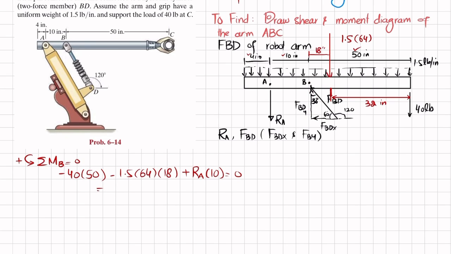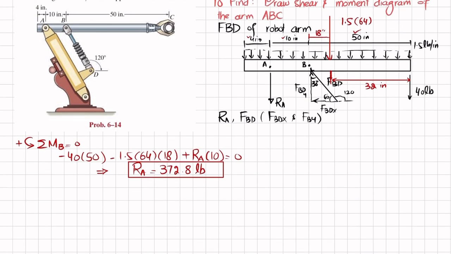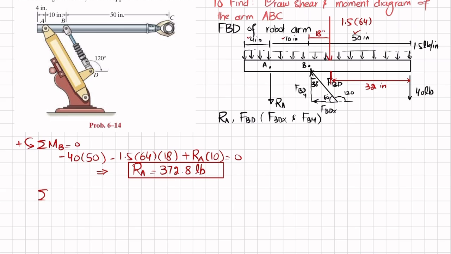So when you solve this, you will get RA equal to 372.8 pounds. Clear? Now we'll find this FBD. For that we will apply the equation of equilibrium, that the sum of all forces along the y direction must be equal to 0, and upward force is taken as positive.